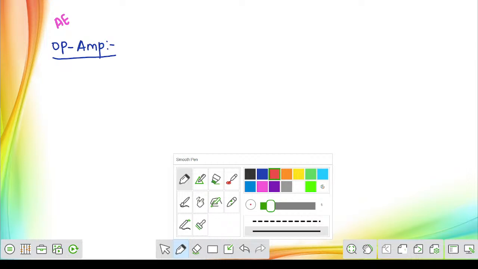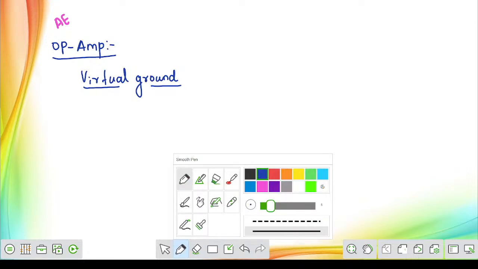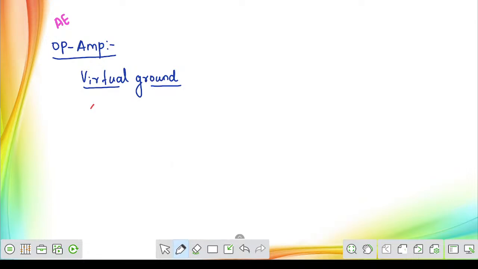As we are observing, the operational amplifier has so many applications, and with the help of the virtual grounding concept, we have designed so many applications. What is the meaning of virtual grounding? Whenever we are applying virtual grounding, first cross examine whether the ideal operational amplifier is given to you or not. That is very important. That is the first step that you must do.